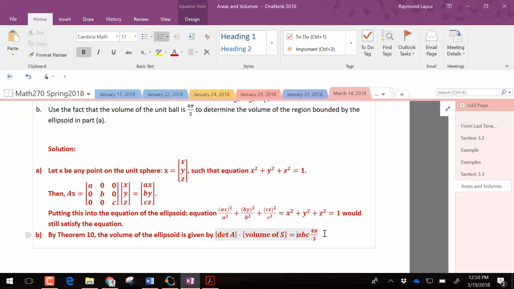If A and B and C are all equal to each other, let's say R, then this is 4/3 pi R cubed, which is the volume of a generic sized sphere. So this was in the notes already, and this is just a little bit of explanation that I can give you.